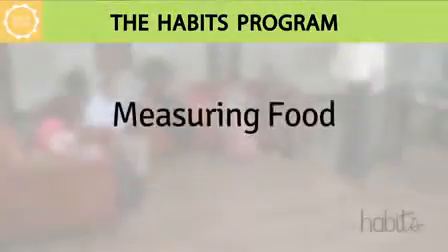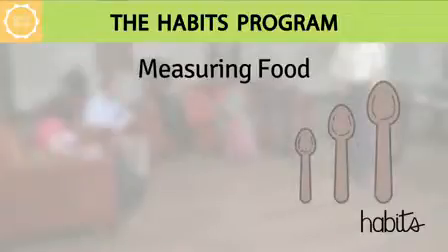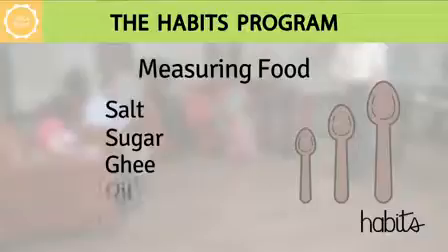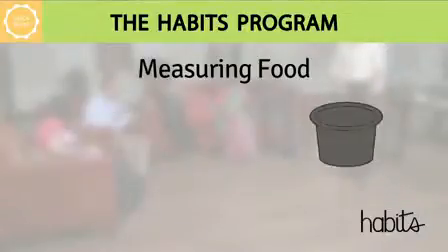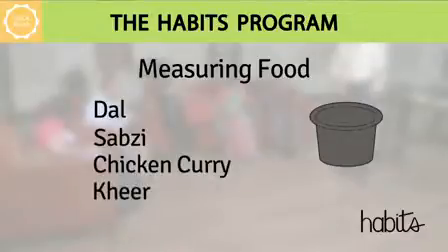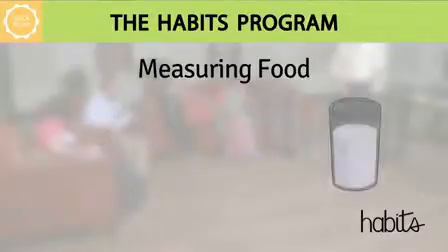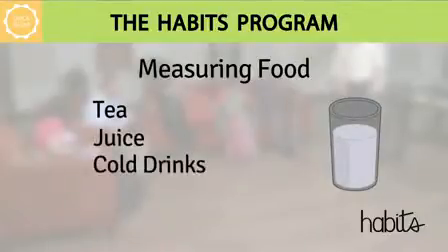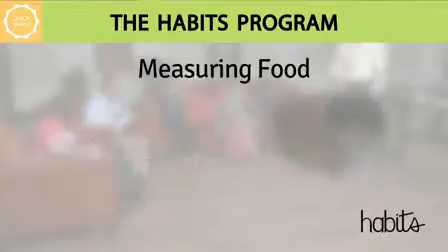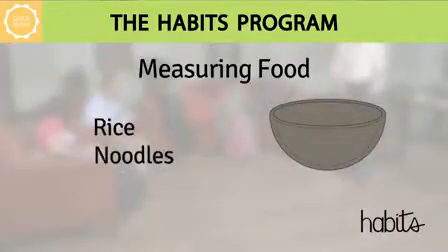Before we get to the exercise, let's recap how we will measure our foods. Use spoons to measure things like salt, sugar, ghee and oil. Measure gravy dishes like dal, sabzi, chicken curry or kheer with regular katoris. Glasses are used for liquids like tea, juice, cold drinks or lassi. Accompaniments like rice and noodles can be measured in a large bowl. Do try this in your next meal.